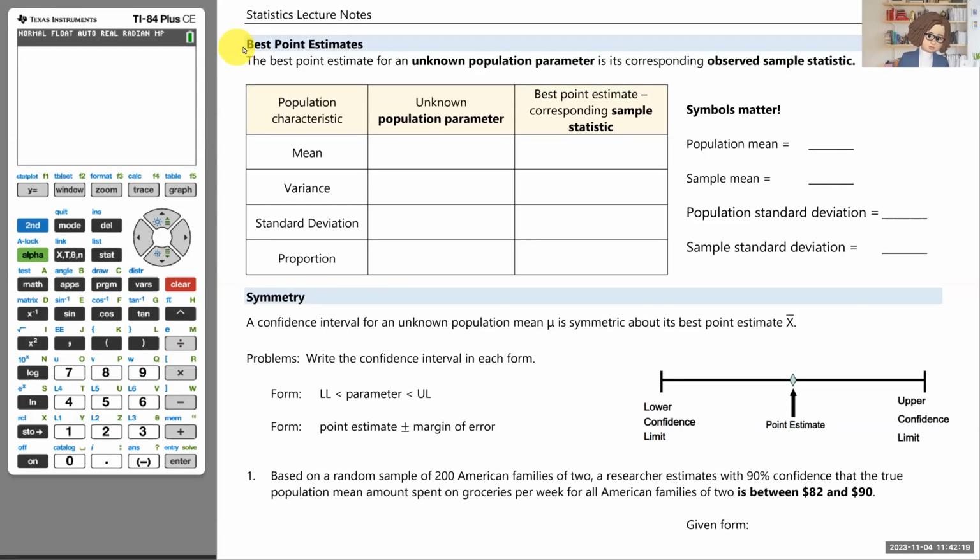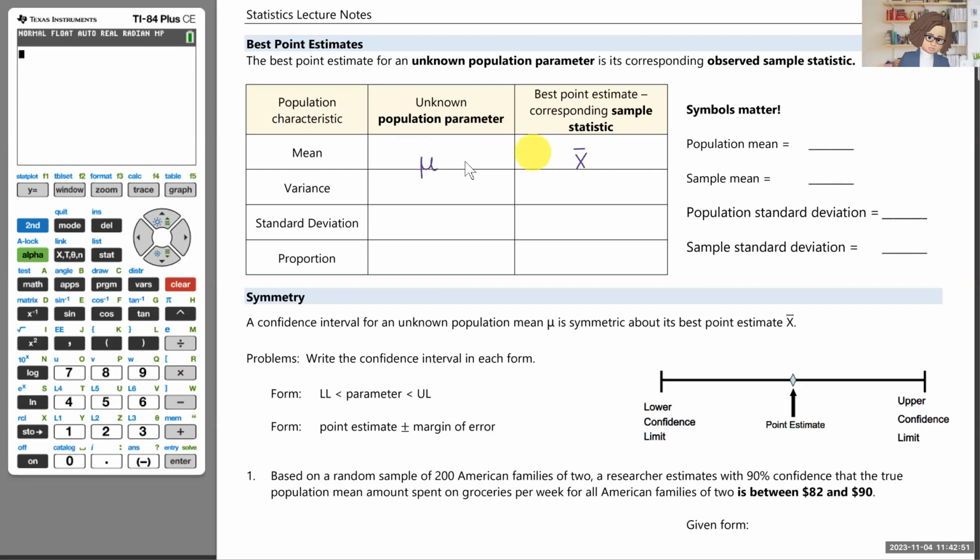Welcome. Here we'll take a look at all the symbols that we need as we learn how to estimate unknown population parameters by looking at our observed sample statistics. So we'll start with learning how to estimate a population mean. If we are unable to gather data from an entire population, but we'd like to know the population mean, then our best estimate for it is the corresponding sample mean, X bar.